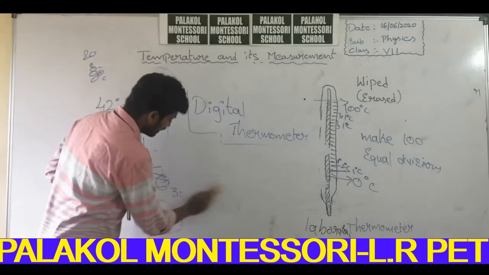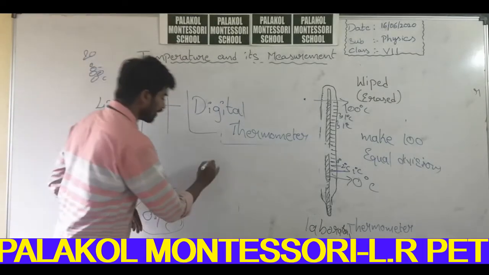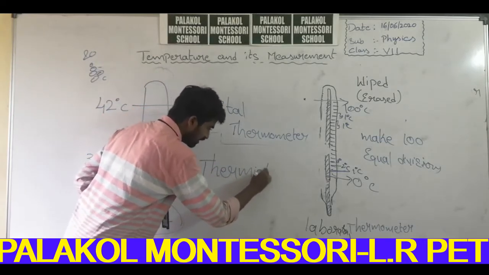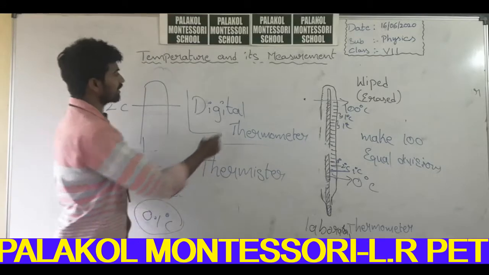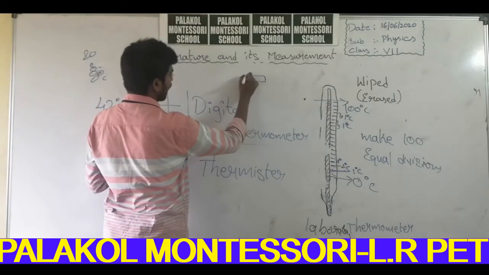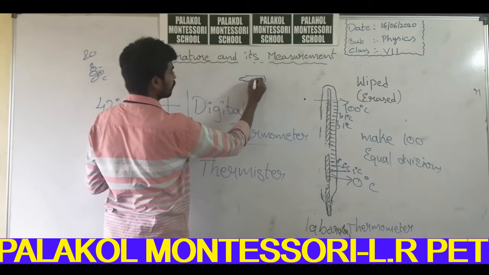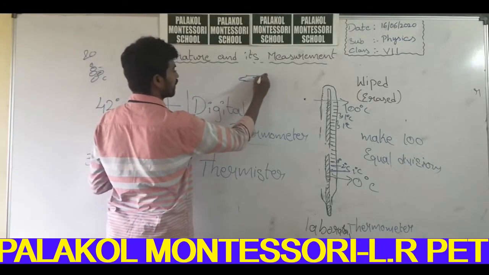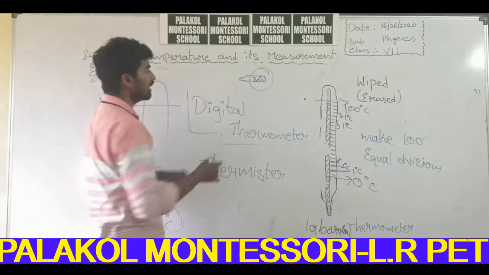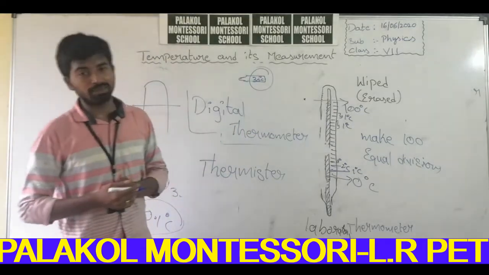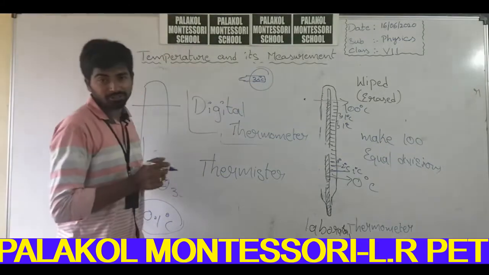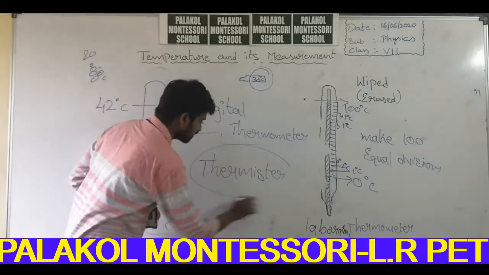And this digital thermometer consists of a thermistor. Inside the digital thermometer, it will simply look like a plastic body, and you will have some numbers here. Directly the display will show the value of temperature. So, this digital thermometer consists of a special wire. We will call it a thermistor.